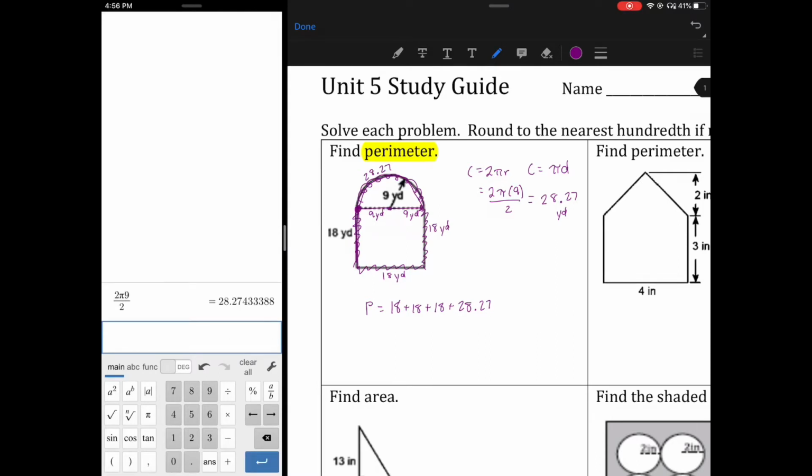So then you can just go over to Desmos and add those numbers together. So 18 plus 18 plus 18 plus 28.27 gives me a perimeter of 82.27 yards.